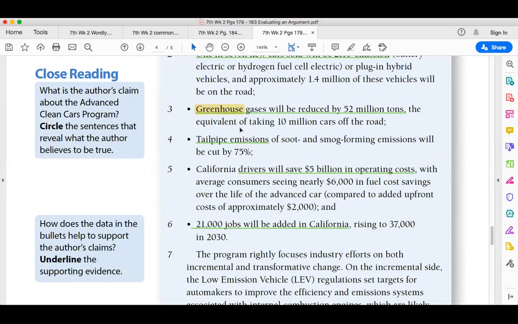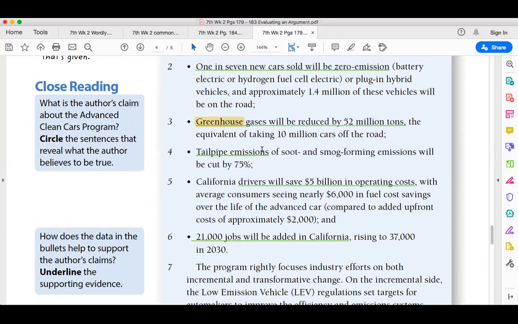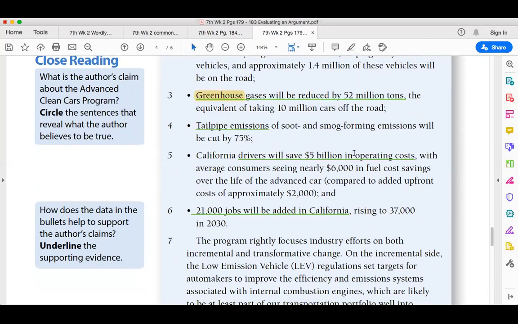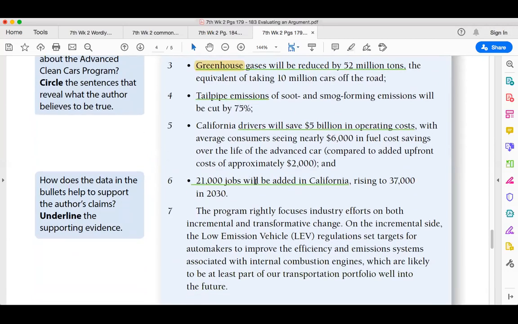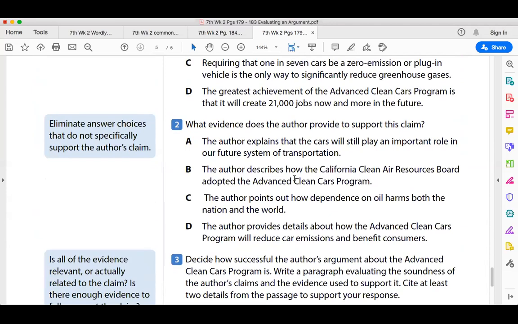Author's claims? Look at the things you've underlined. Greenhouse gases will be reduced. Tailpipe emissions. Drivers will save billions in operating costs. 21,000 jobs will be added to California. All right, pick your answer, highlight it. All right, let's look. A? No, A doesn't support how everyone will benefit. So A is not the answer. It doesn't support everyone. B is incorrect.